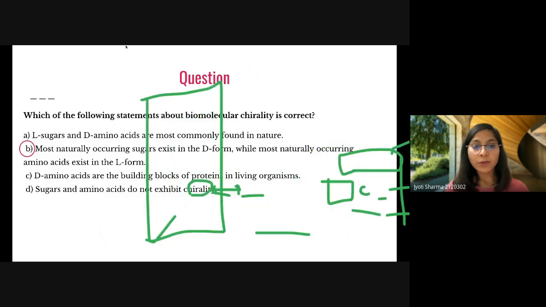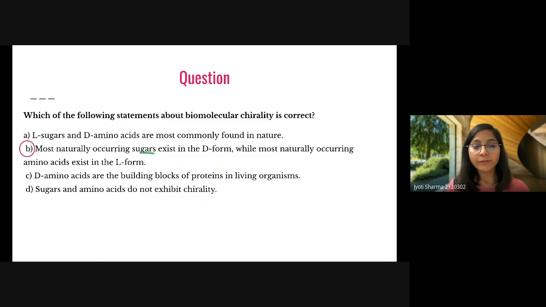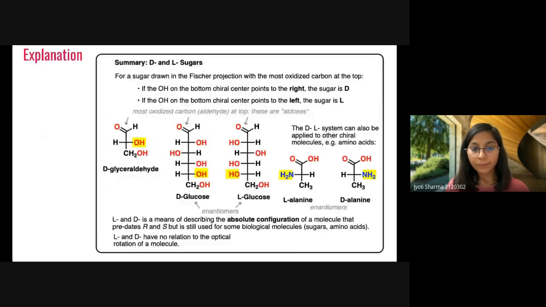And my question was, which one is more common? Whenever we are talking about sugar, then most naturally sugar will exist in the D form, and the amino acid will exist in the L form. So this is just you need to know. So based on that, we had that question.